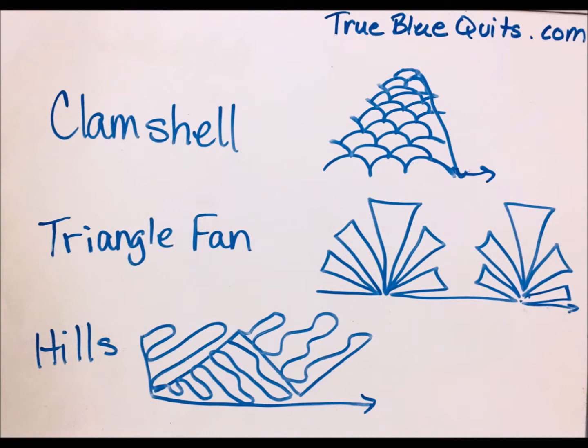For the triangle fan, I stitched smaller triangles to make that curved aspect, that fan, that arch looking design, and I did use a ruler to make sure my stitching lines were as straight as possible as I stitched those triangles. For the hill design, this is freehand.